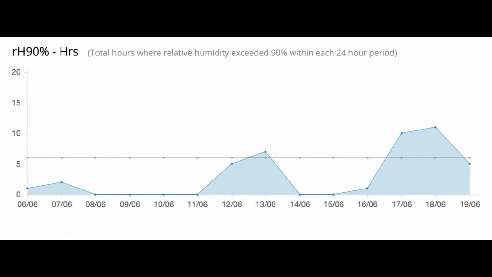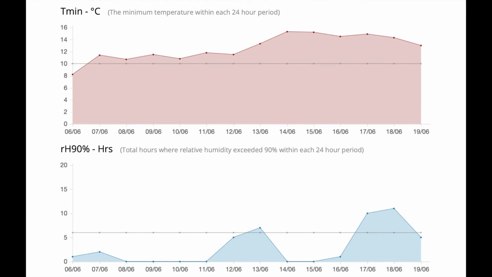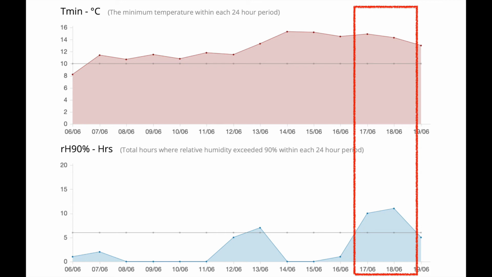But temperature alone isn't enough for the disease to spread. Relative humidity must be above 90 degrees for 6 hours on 2 consecutive days. Here's a graph of local relative humidity over the same 2-week period. When you line the two graphs up with one another, you can see that yesterday produced exactly the conditions needed to trigger the spread of blight.